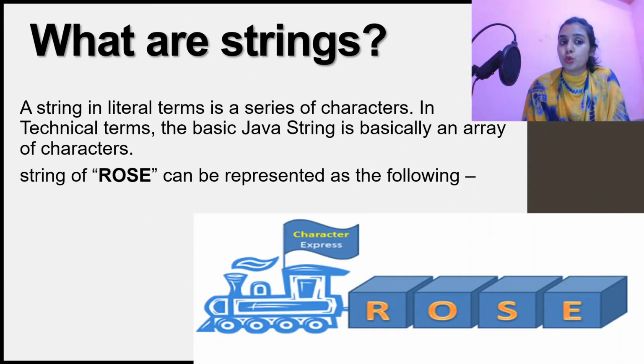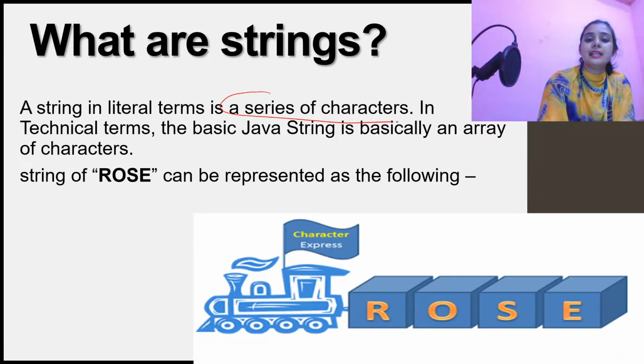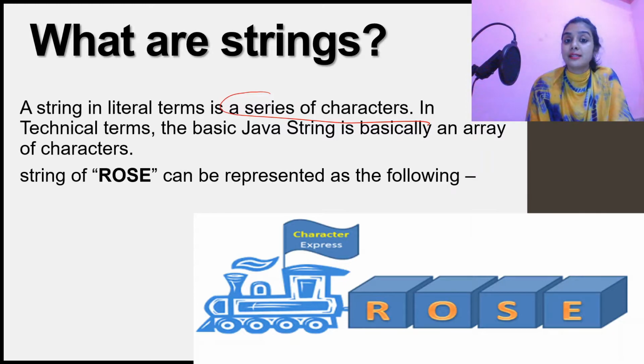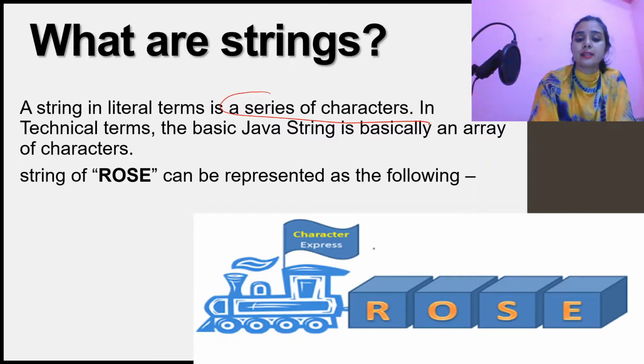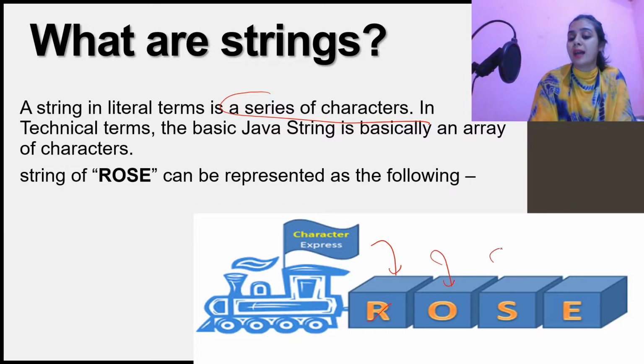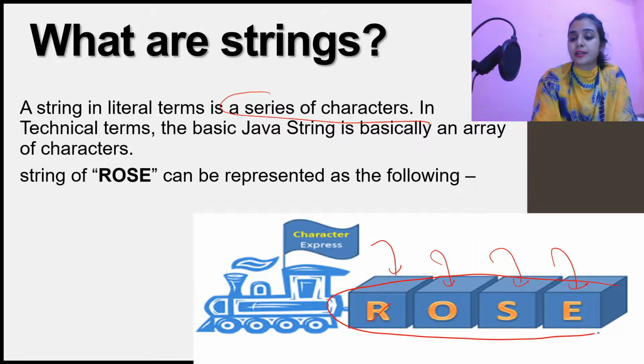So first of all, the question is, what is a string? A string is a series of characters. What do we mean by a series of characters? Let's say this is R, this is a character. This O is a character, S is a character, E is a character. When all these characters are combined together in a series form, that is called a string.